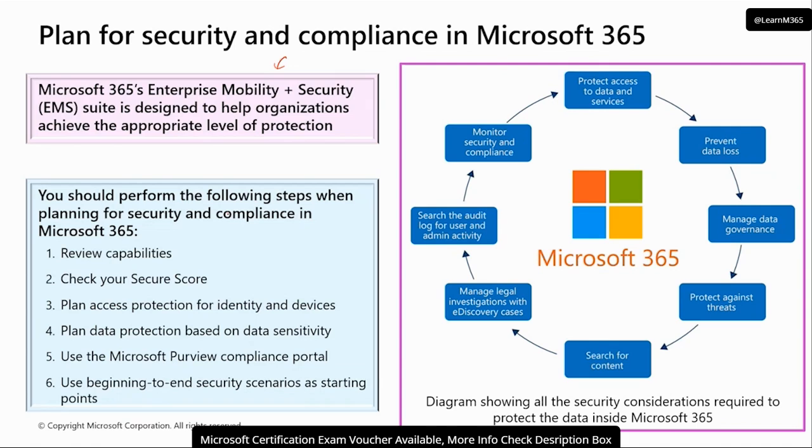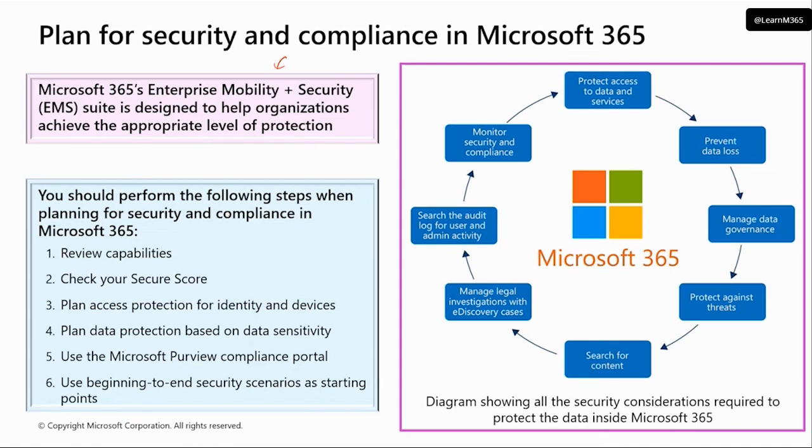So first of all, what are the steps that you should be considering while planning your security and compliance? If your tenant is very new, and you are very new with Microsoft 365, what are the things that you are supposed to do? First of all, review capabilities. Second, check your secure score. Yesterday we talked about secure score. It is part of the Defender portal. It shows how secure your organization is, or it shows your current security posture.